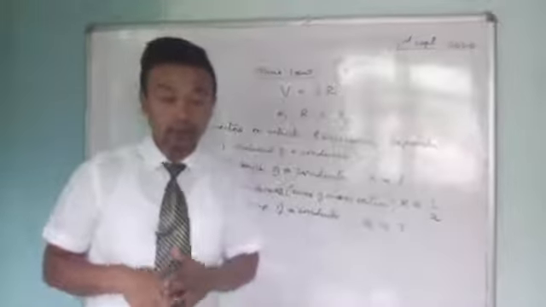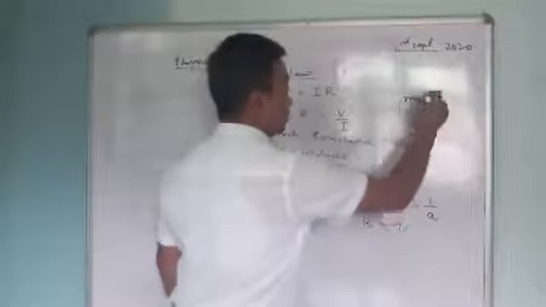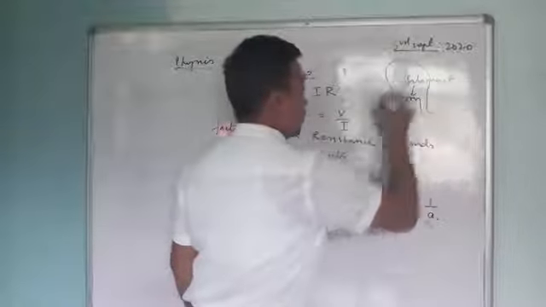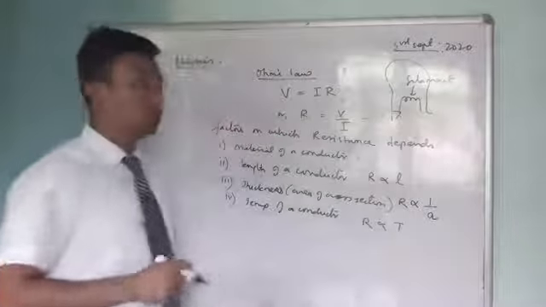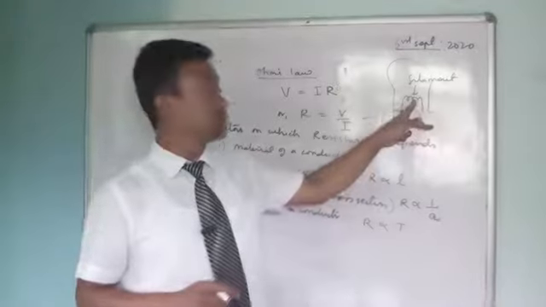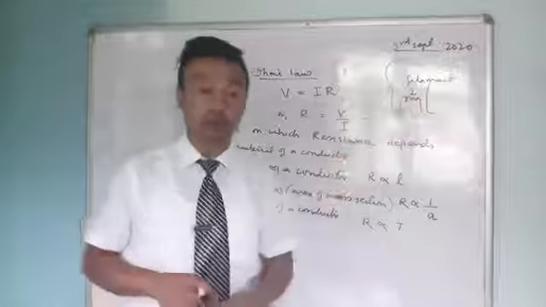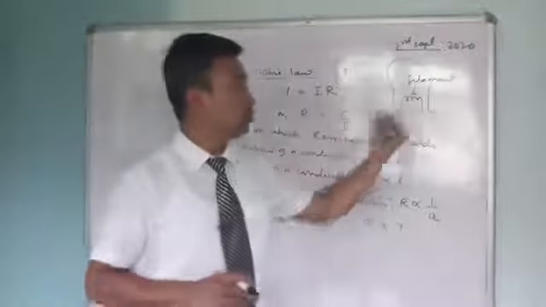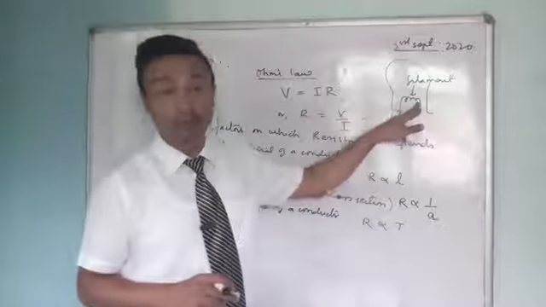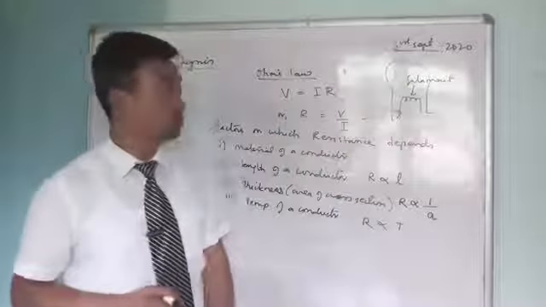For example, take the filament of a bulb. Suppose you have a bulb here, and this is the filament. When the current is flowing through this wire, it will get heated up. That means the temperature will increase, and when the temperature increases, the resistance will also increase. Whereas when the bulb is switched off, no current is flowing, so the filament is not heated and the temperature will be less. So when the temperature is less, the resistance will also be less.